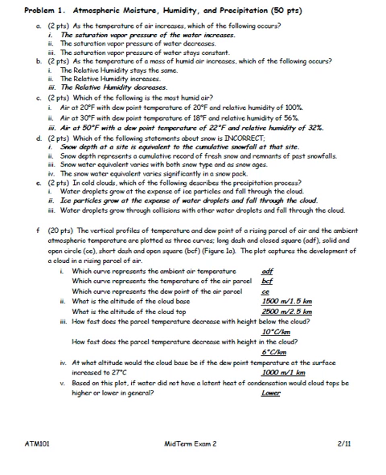The snow depth does represent a cumulative record of fresh snow and remnants of past snowfalls, and the snow water equivalent varies with both snow type and as snow ages, and the snow water equivalent varies significantly in a snowpack. These are all things that you discovered when you investigated snow.